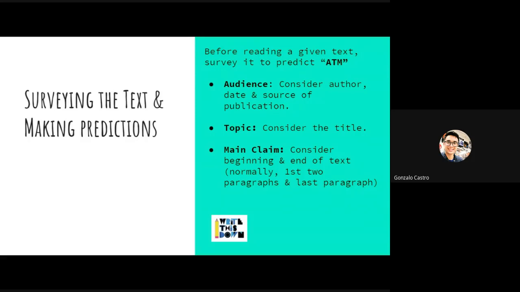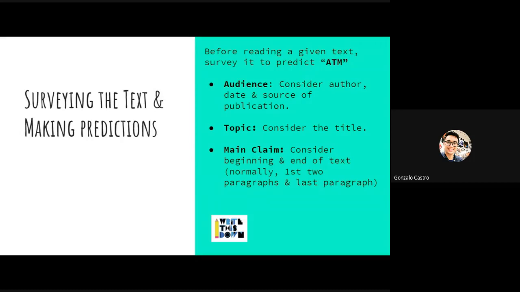To help you predict the audience, you want to consider the author, the date, and the source of publication. So you might be able to find the source of publication through the URL. If there's a URL at the very bottom of the page that's given to you, it might be, for example, from Los Angeles Times. Or you might see the source of the publication at the very top of the page somewhere.